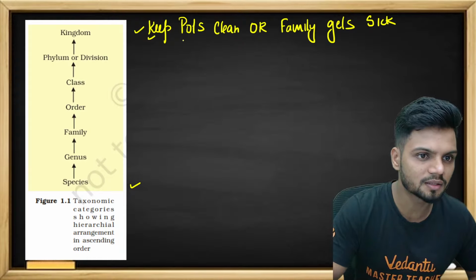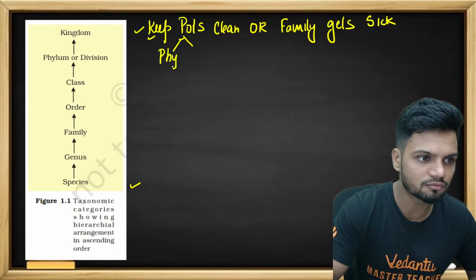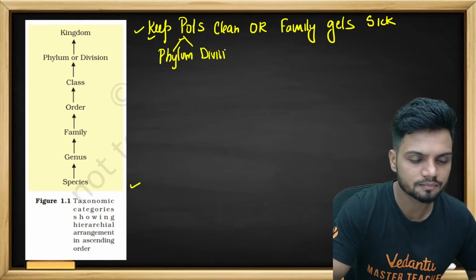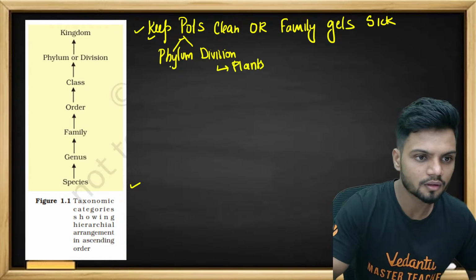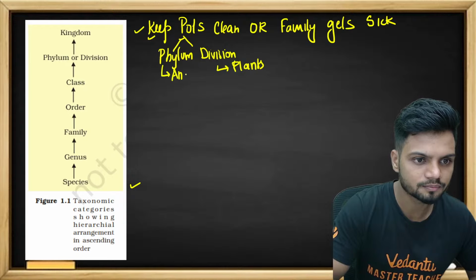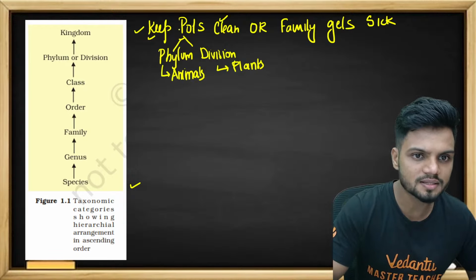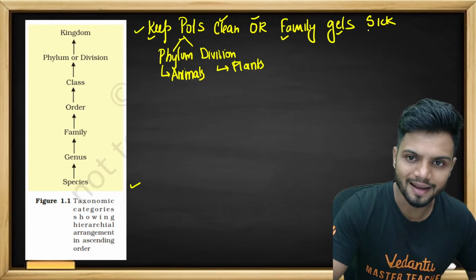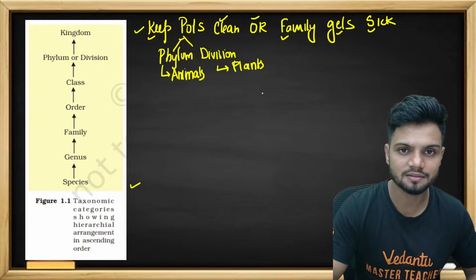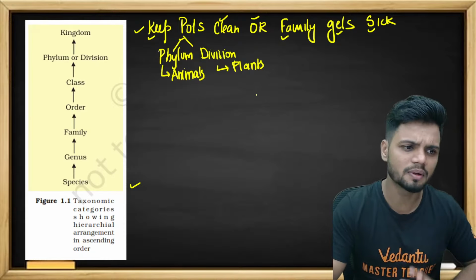That is, K is kingdom, P is for phylum. It can be of two types. We can have phylum for animals and division for plants. Division is for plants. Phylum is for animals. C is class, O is order, F is family, G is genus, and S is species. Remember this trick, you will be able to understand.